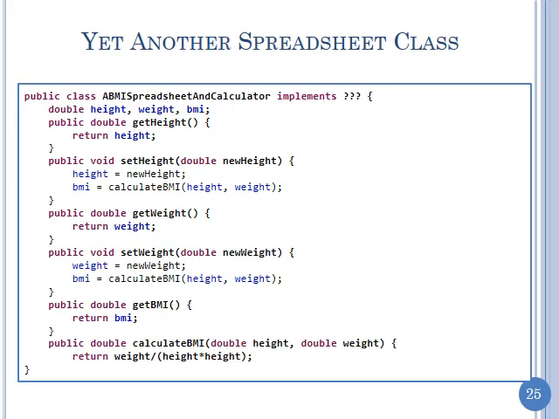And so maybe that's not such a great idea, especially when that doesn't belong with the rest of the interface methods. So if it's not going to be in that interface, what should we do? Okay, so could we implement two interfaces?